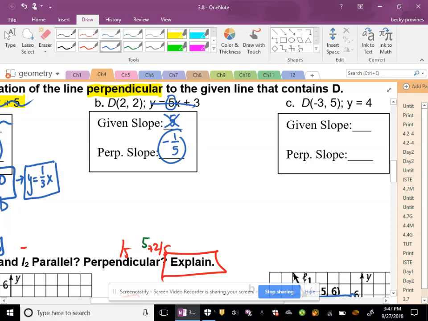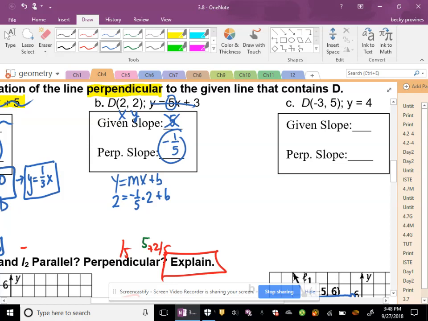Okay, so notice I crossed off the information I'm not going to use. I circled the one I will use, and I get x and y values. So again, I always go back to y equals mx plus b. So 2 equals 1/5 times 2 plus b. I'm just plugging in my 3 numbers that are provided.